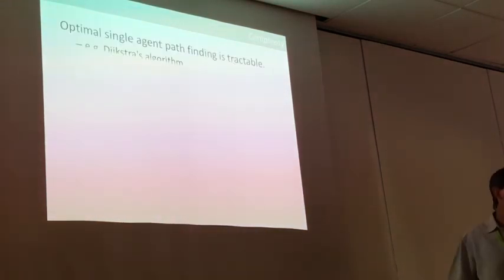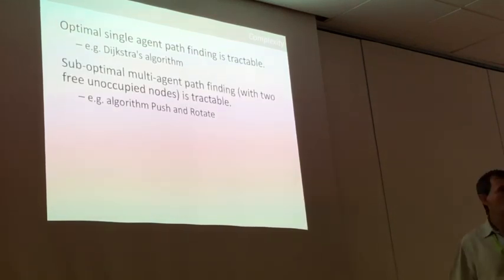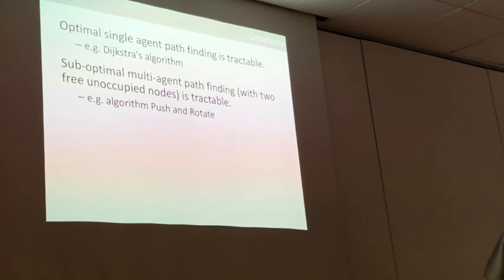Okay, a few words about the complexity of the problem. Finding an optimal solution for one agent is easy. We can use Dijkstra's algorithm, whatever. If we are looking for suboptimal solutions for multi-agent pathfinding, and we know that there are at least 2 empty nodes, then it's also solvable in polynomial time. There are several algorithms like push and rotate. But the solutions produced are not that good in terms of objectives like the makespan or sum of costs.